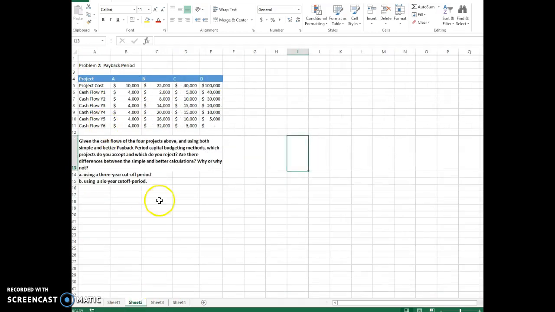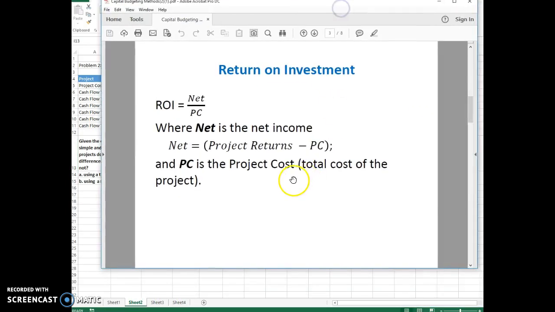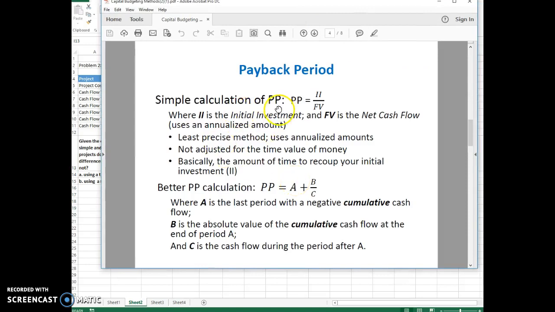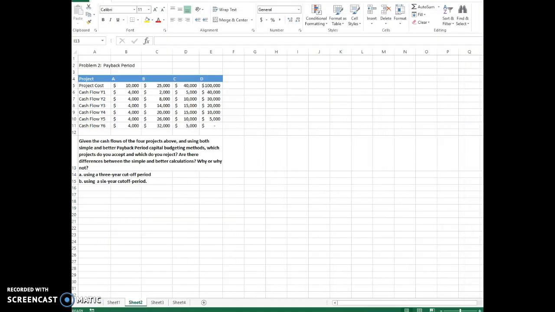Okay, let's look at the next question, payback period. Okay, so if we look at the simple calculation of payback period, we're going to do both for each project, and I'll do the simple calculation for project A for you. So the simple calculation of the payback period is equal to the initial investment divided by the net cash flow, but we're using an annualized amount. Okay, so let's go ahead and do that real quick. So we'll say project A.